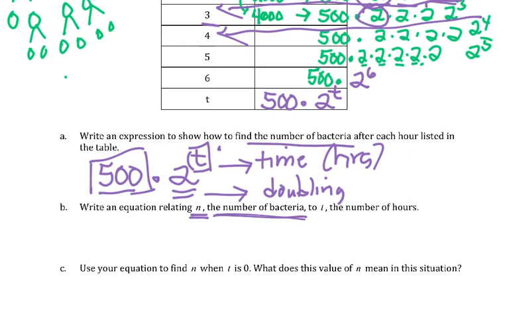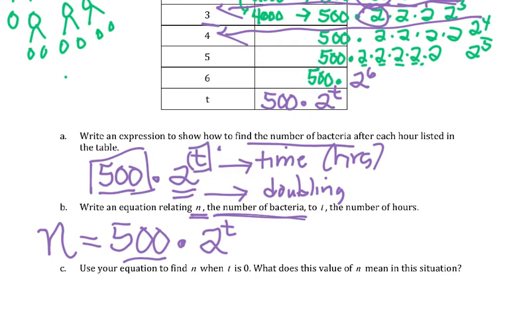So basically my equation is I can figure out the number of bacteria n by taking 500 and multiplying it by 2 to the power of t. What is 500? 500 is my starting amount. 2 is because I am doubling it. And I am using t because it represents the number of hours.